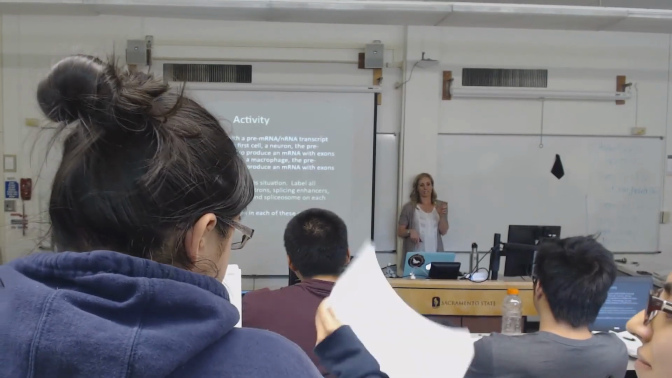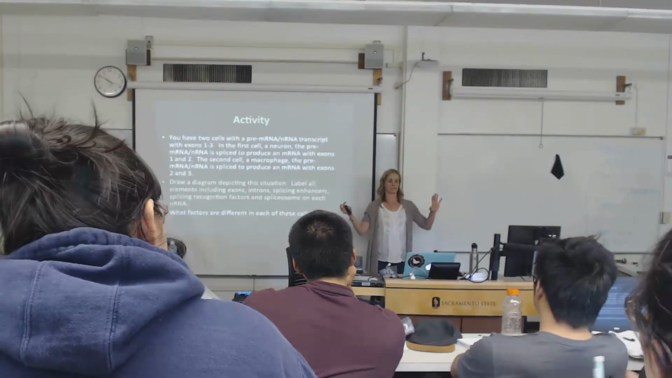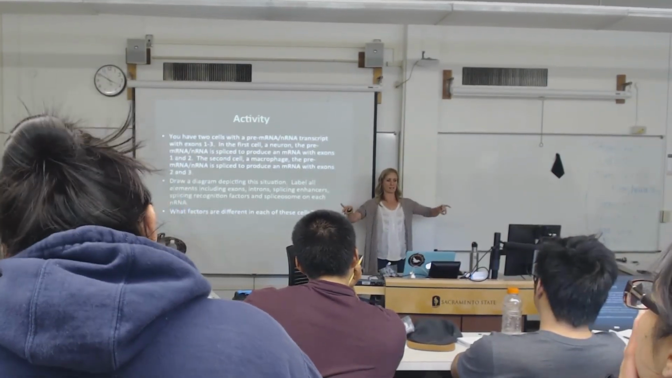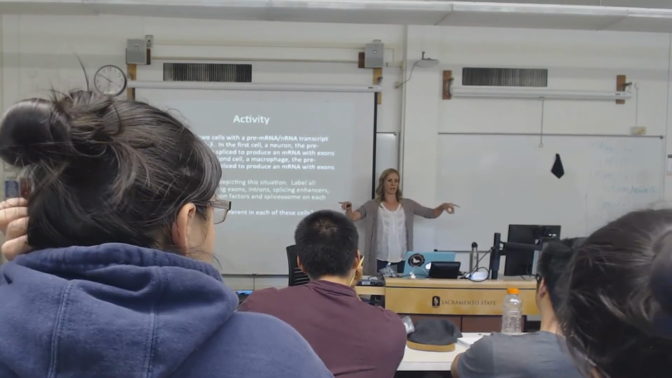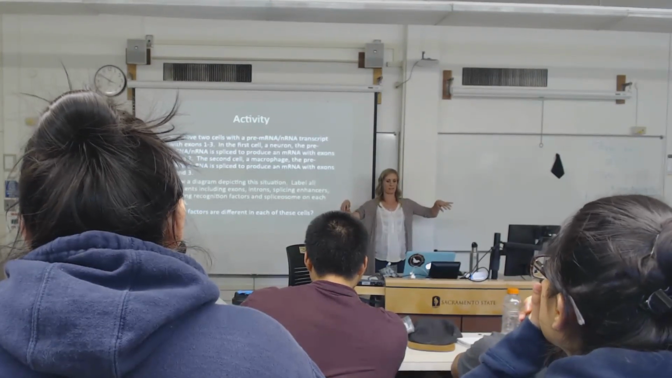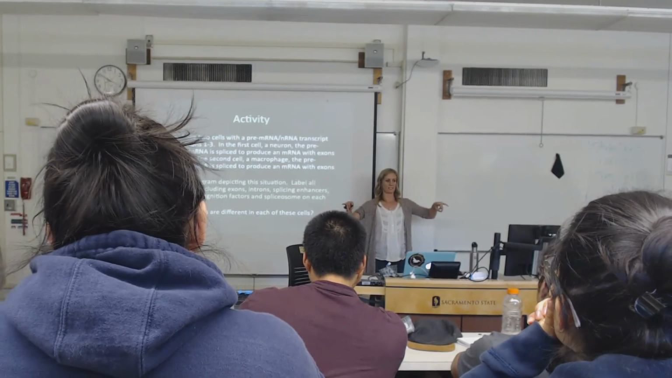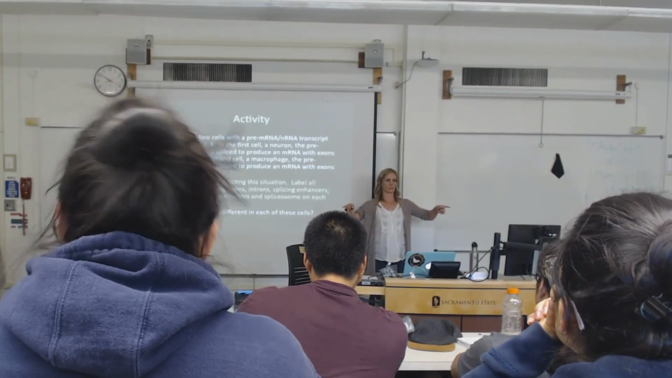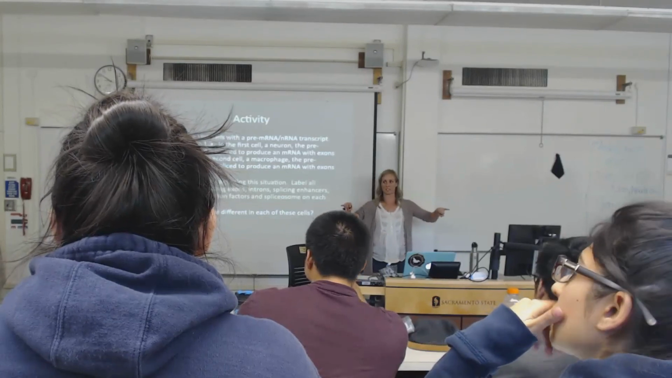I think I got at this in the quiz. If you have two cells that both express the same pre-mRNA, exactly the same, and in this case it has 3 exons and 2 introns, what is it that's different in those two cells? Is it the splicing enhancer, the spliceosome, or the splicing recognition factors?